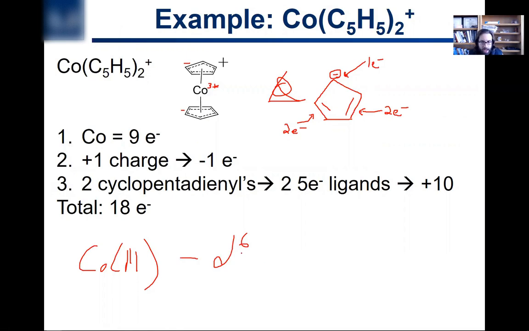All right, so let's stop it there, and then we'll go into some different trends that happen as you move across the periodic table because of the 18 electron rule.